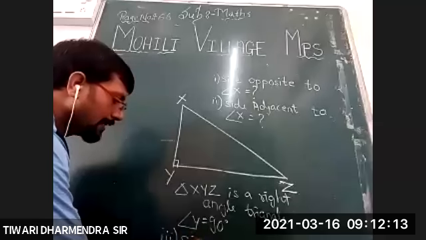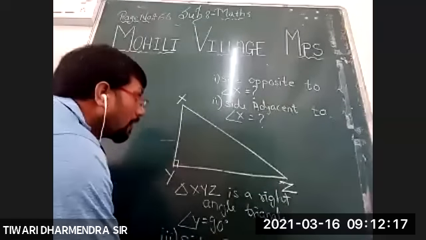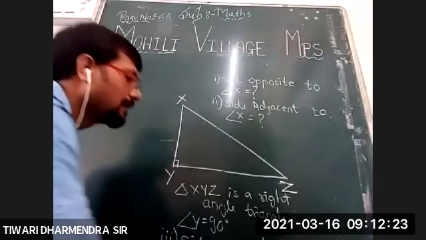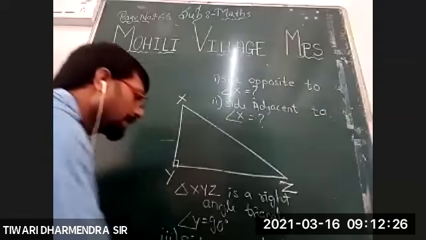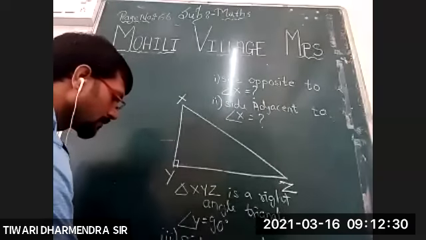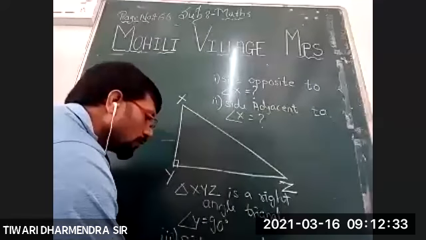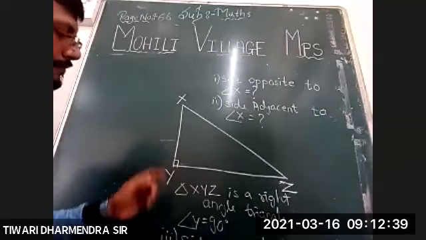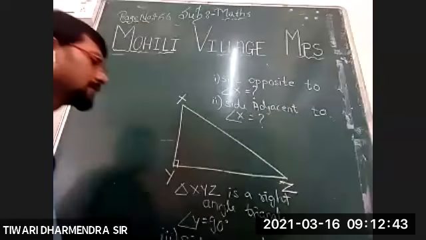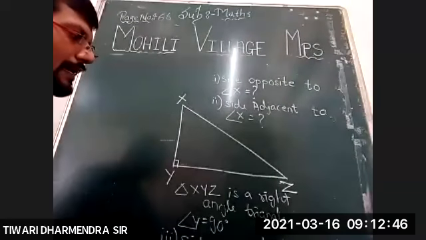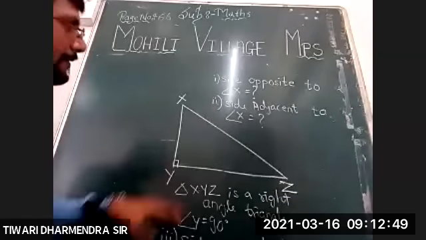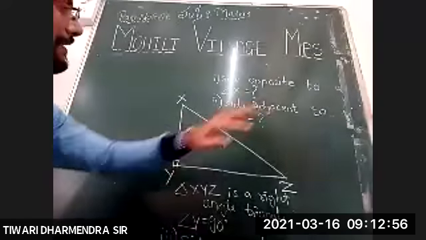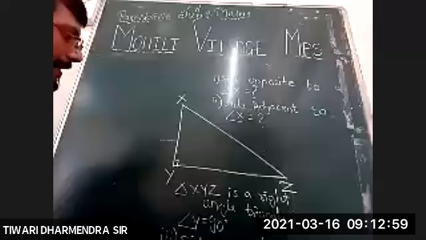Third, side opposite to angle Z is question mark. Fourth, side adjacent to angle Z is question mark. So hope you can easily answer this. I will give you a hint. Side opposite to X is YZ. Side adjacent to X is XY, not XZ.